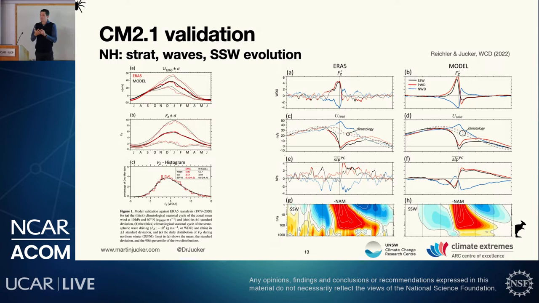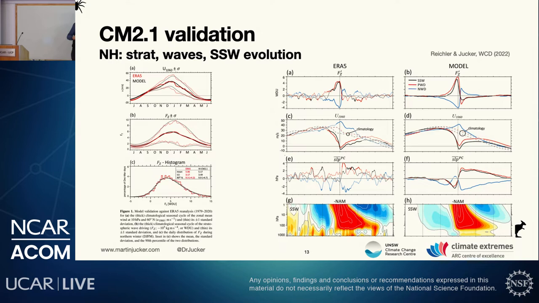These are for the Northern Hemisphere climatology of U at 10 hPa and 60 degrees, where red is ERA5 and black is the model, both in the mean plus the standard deviation. The mean looks good, variability looks good. For the vertical EP flux, the mean looks really good and the standard deviation also looks very good, so variability is really good. And this is yet another, a histogram: at a given strength of EP flux, how many days do we count? That compares extremely well as well.